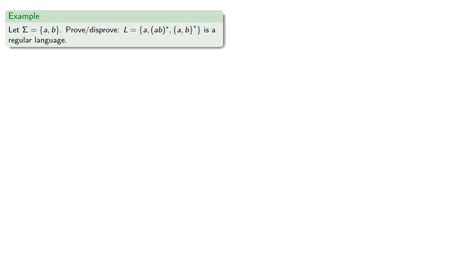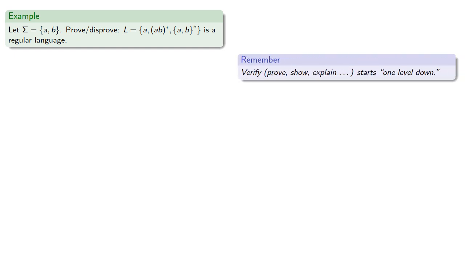For example, suppose our simple set is A, B. Let's prove that this language is a regular language. So remember, anytime we are asked to verify, prove, show, explain, or any number of synonyms, one useful guideline is we want to start one level down. What do we mean by that?